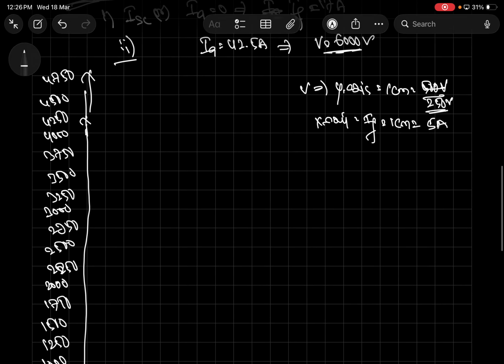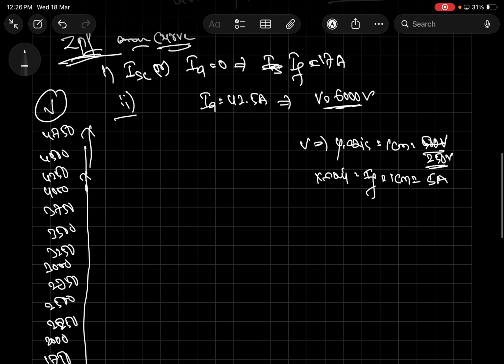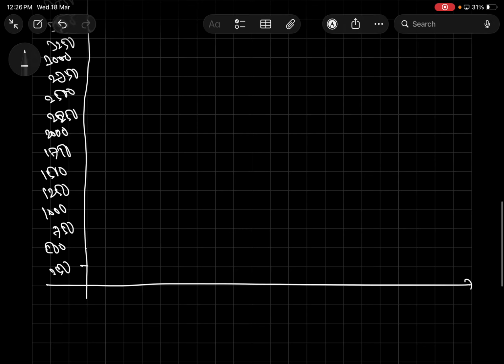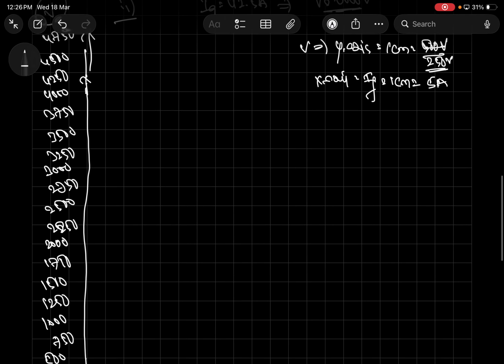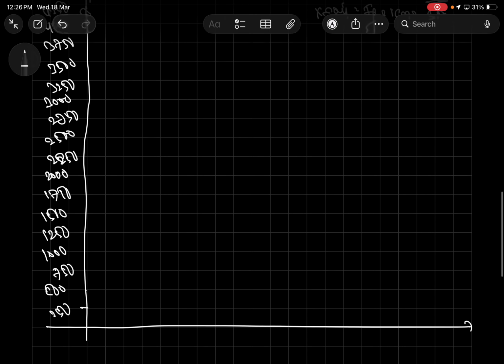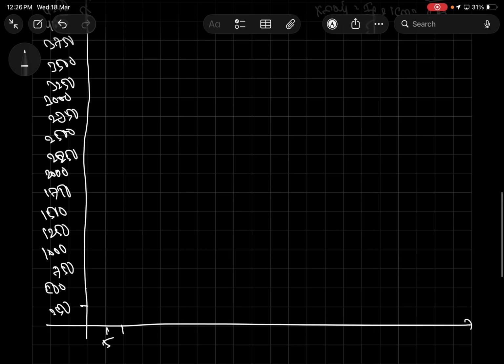Okay, this is the y-axis, which is V. Coming to the x-axis, what is the scale that I have considered here? 5. So here 5, 10, 15, 20, 25, 30, 35, 40, 45, 50.